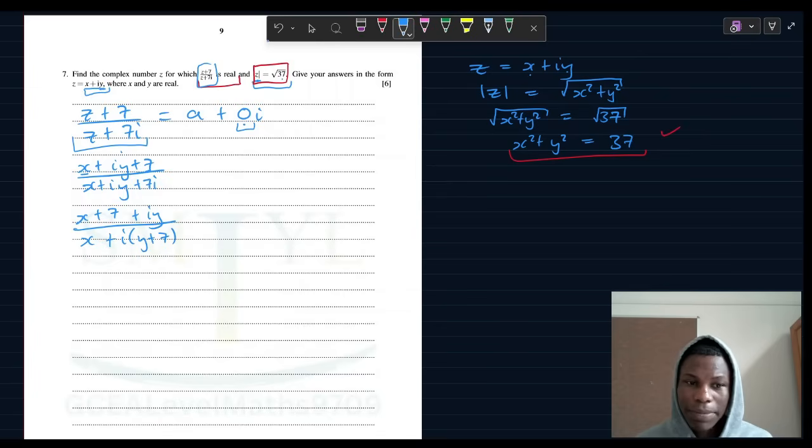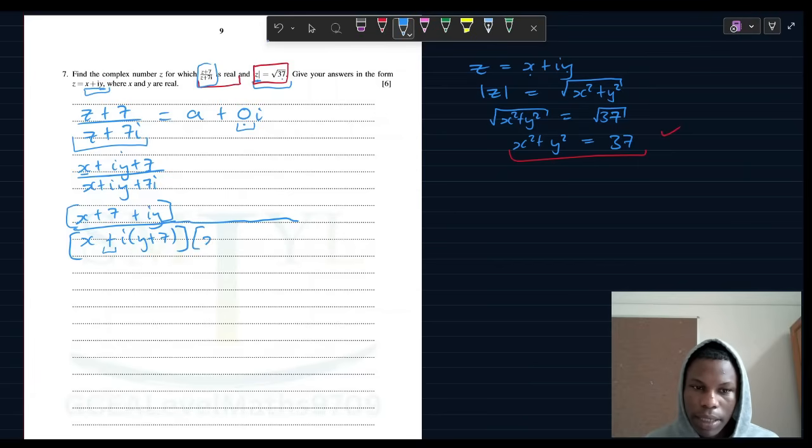If you have two complex numbers dividing each other, if you want to write them in Cartesian form, what you have to do is to multiply both the numerator and the denominator by the complex conjugate of your denominator. So let's do that here. If I put a square bracket there, the complex conjugate of your denominator is just flipping this sign there. So that's going to be x - i(y + 7). And so the numerator has to be multiplied by that as well.